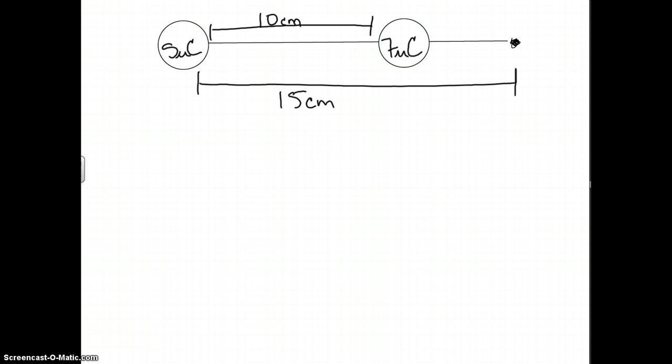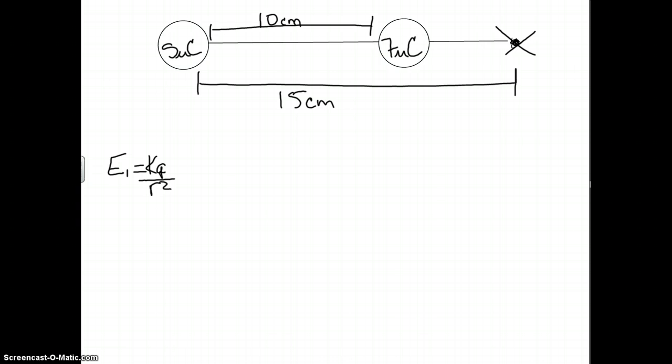Okay, so what we want to do is find the field of the first one to the second one, and then the first one to the third one, and then add them together. So let's pretend for a second that this doesn't exist. We're going to use our equation, E1 equals KQ over R squared.